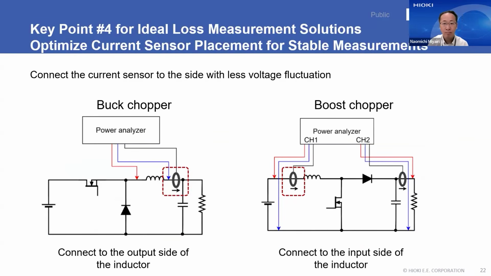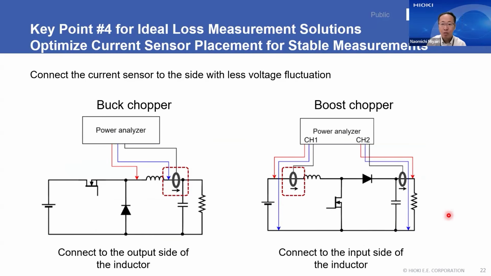So key point number 4, connect the current sensor to the side with less voltage fluctuation. In the buck chopper circuit, this means connecting it to the output side of the inductor, while in the boost chopper circuit, it should be connected to the input side of the inductor.